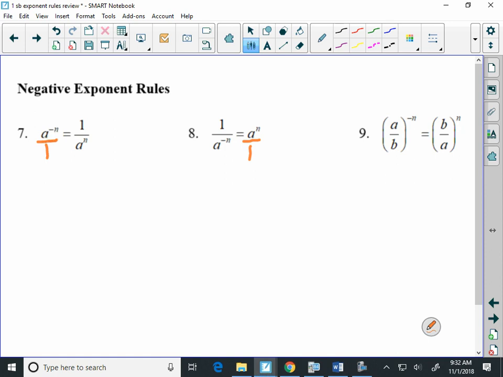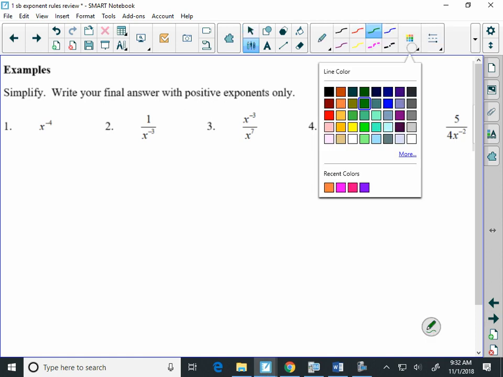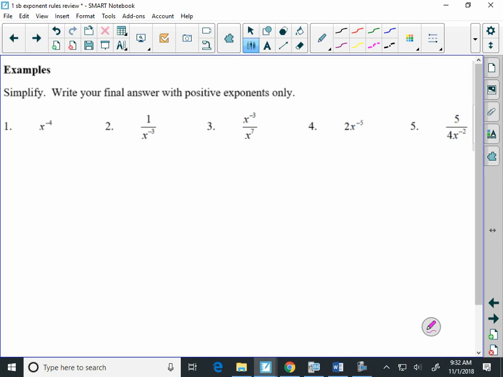And when we have a fraction already, we're still flipping, taking the reciprocal, and changing the sign on the exponent. Let's do a couple of examples with those, even more than a couple. If we take a look here at number 1, we want to simplify and write our final answer with positive exponents. Well, it's x to the negative 4. And what we're going to do is flip this. And when we flip it, we change the sign on the exponent. That's all we have to do.